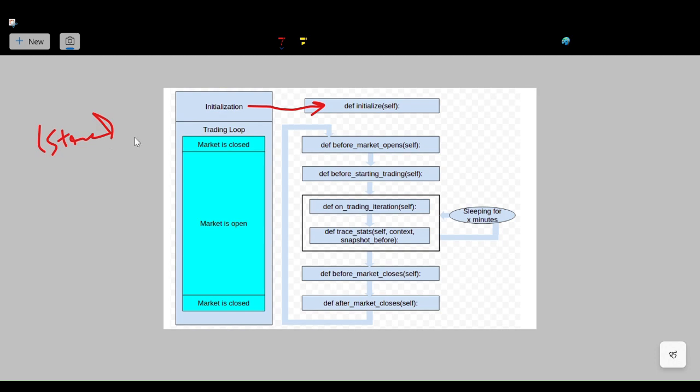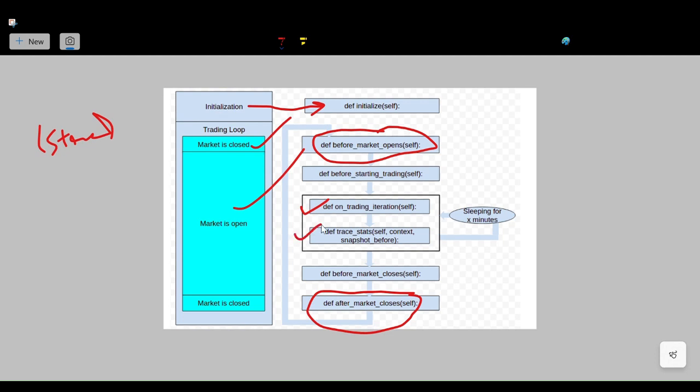Then when we go to the trading loop, there are only two things: the market is either closed or the market is open. Before market you have heard people doing analysis, after market you have heard people doing analysis, but where people suffer and face problems is trading iteration and trace stats.